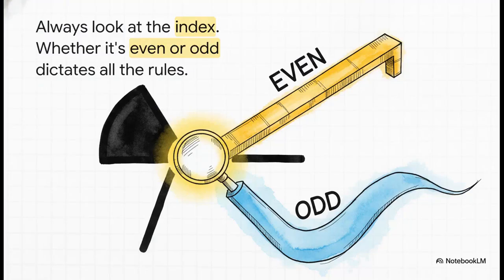So if you only remember one single thing from this whole explainer, please let it be this. Always, always, always look at the index. Whether that little number is even or odd tells you everything you need to know. It dictates all the rules.